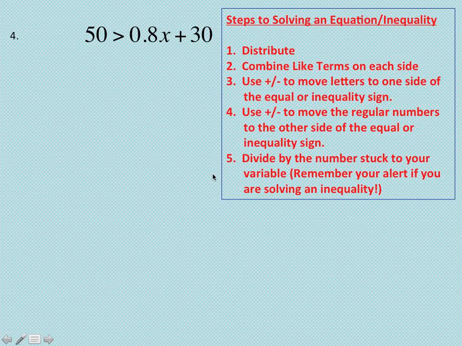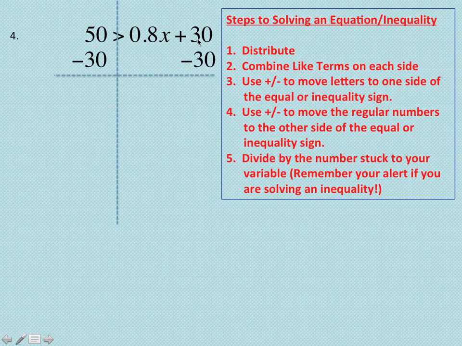All right, there's another one. Nothing to distribute. No like terms on each side. No x's to move. So I just have to move this positive 30. In order to get rid of a positive 30, I would subtract 30 from both sides.